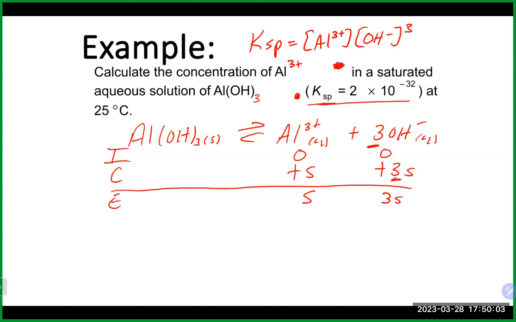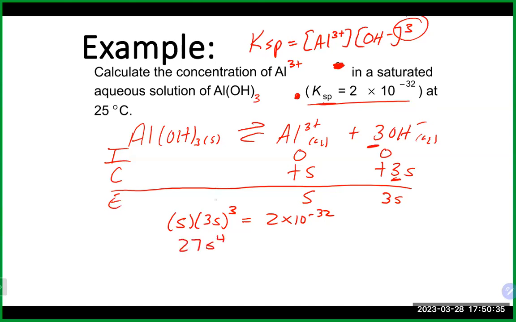So like normal, we're just going to put this into our Ksp expression. That means that we would have S times 3S. Once again, we do want to make sure we are still cubing it like we should. And that will equal 2 times 10 to the minus 32. At this point, we're going to clean up the left-hand side. That is 27 S to the 4th.